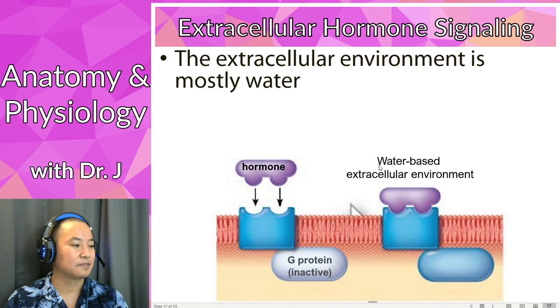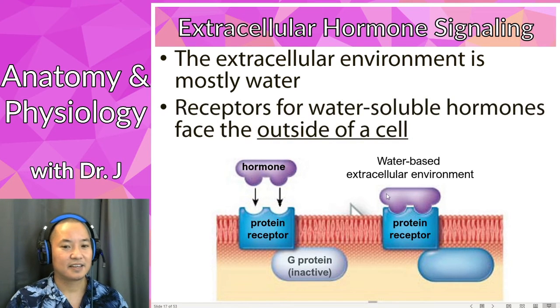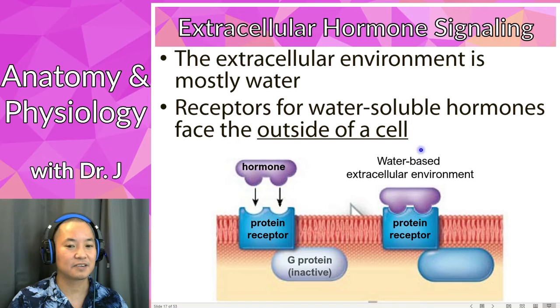So here we have a hormone, and here we have the plasma membrane. This hormone is going to bind to a protein receptor, and receptors for water-soluble hormones, such as monoamines or those short peptides or longer polypeptides, tend to be on the outside of the cell. Why? Because you have this water here. If it's a water-soluble hormone, it has an easier time floating around in this extracellular environment, binding to some sort of receptor on the outside of a cell.